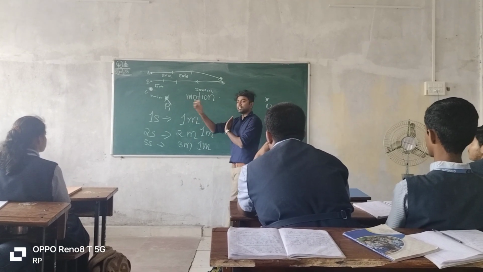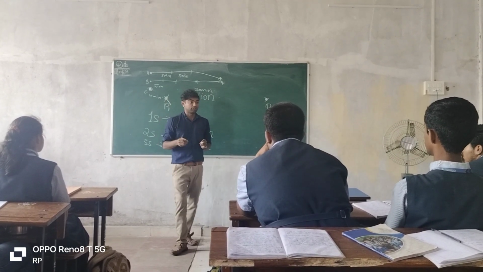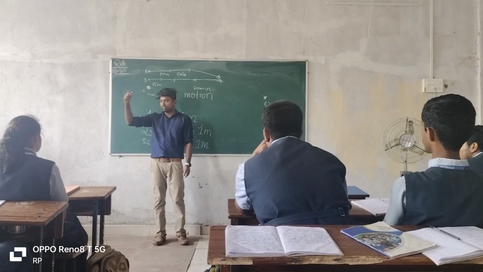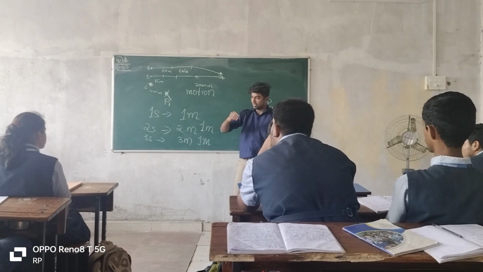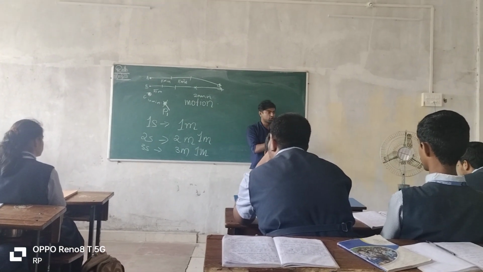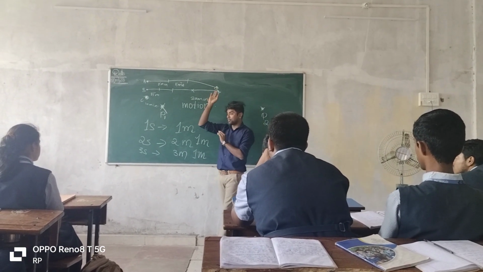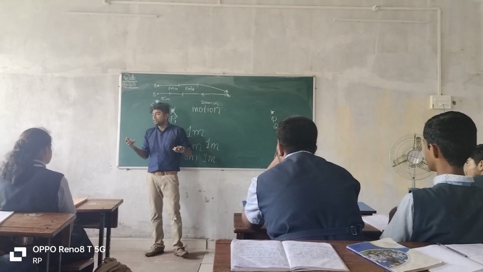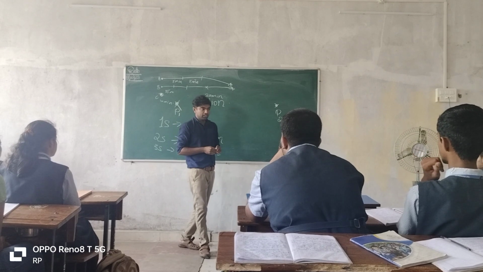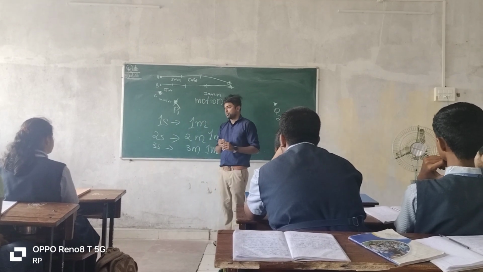Unequal distance it will cover in equal intervals of time. For example, in 1 second it will go 1 meter. Next 1 second it will go 10 meters. Next 1 second it will go again 1 meter. Next 1 second it will go 0 meters. Next 1 second it will go 100 meters. Like that, each and every 1 second the object goes in a non-uniform way, which is called non-uniform motion.